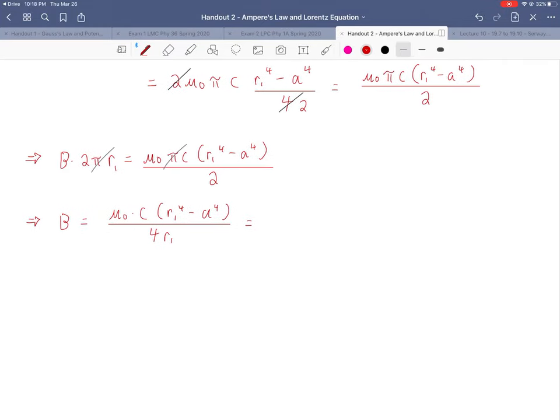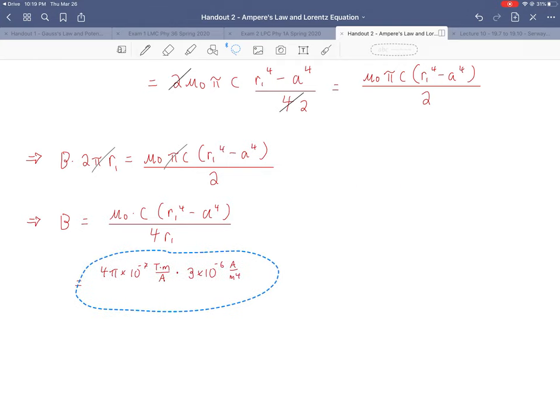So we have got some space to write here. I got 4 pi times 10 to the negative 7 Tesla meters per amp, and then multiplied by our distances here. So we've got distance 1 and distance 2. Oh, let's get our constant. So our constant was 3 times 10 to the negative 6, and that was amps per meters to the fourth. I'm probably not going to be able to squeeze it in, so let's bring it down to the next line. There we go.